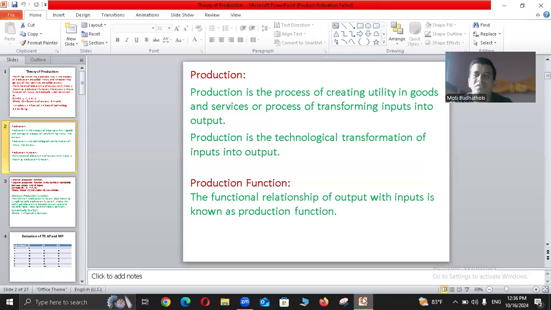If we use raw materials to produce final goods, it is called production. Production is the technological transformation of inputs into output. With the help of technology, we can change our raw materials into the final goods. It is called production. Then, production function. What is production function? The functional relationship of output with the inputs is known as production function.